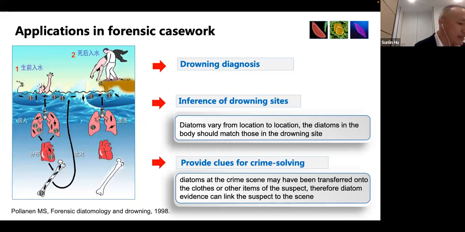In addition to drowning diagnosis, diatoms can also be used to infer drowning site, as diatoms vary from location to location. The diatoms in the body should match those in the drowning site. Moreover, diatoms at the crime scene may have been transferred onto the clothes or other items of the suspect. Therefore, diatom evidence can link the suspect to the crime scene.